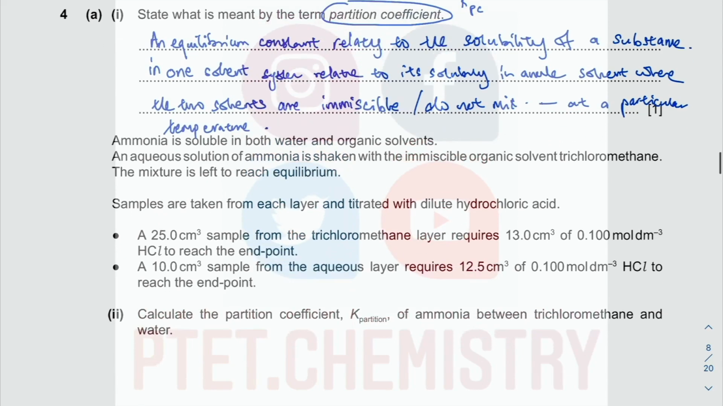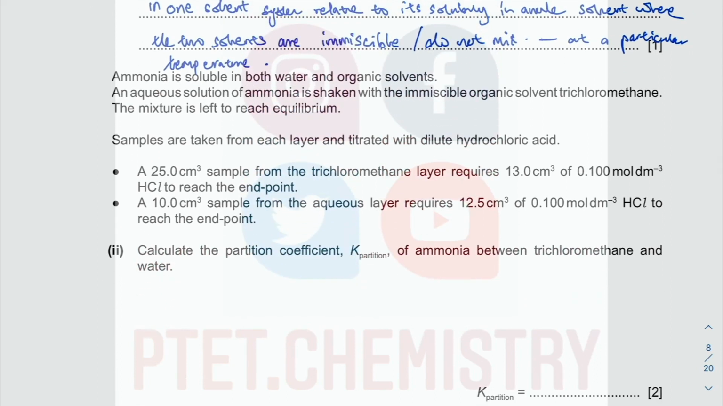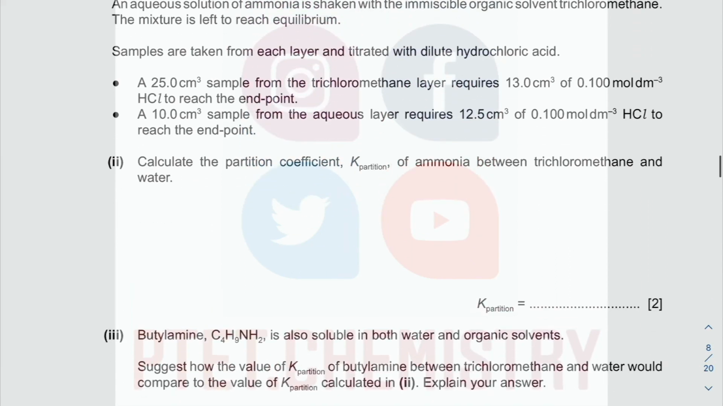All right, so this is ammonia, solubility in water and organic solvent. Obviously, it's soluble in water because of hydrogen bonding, and it's soluble in organic solvent depending on whether your organic solvent is polar or non-polar. You have this trichloromethane, CHCl3, and so on. Calculate the partition coefficient of ammonia between trichloromethane and water. So this one is mentioned first.